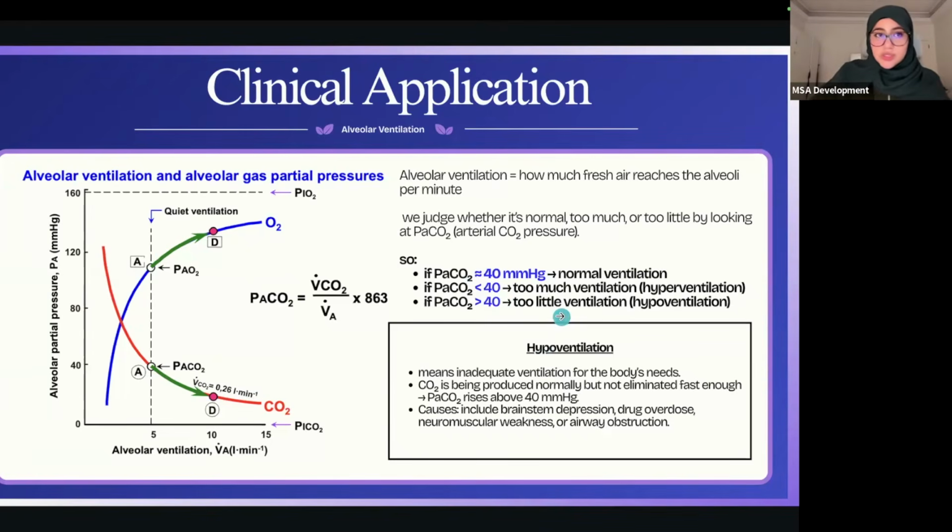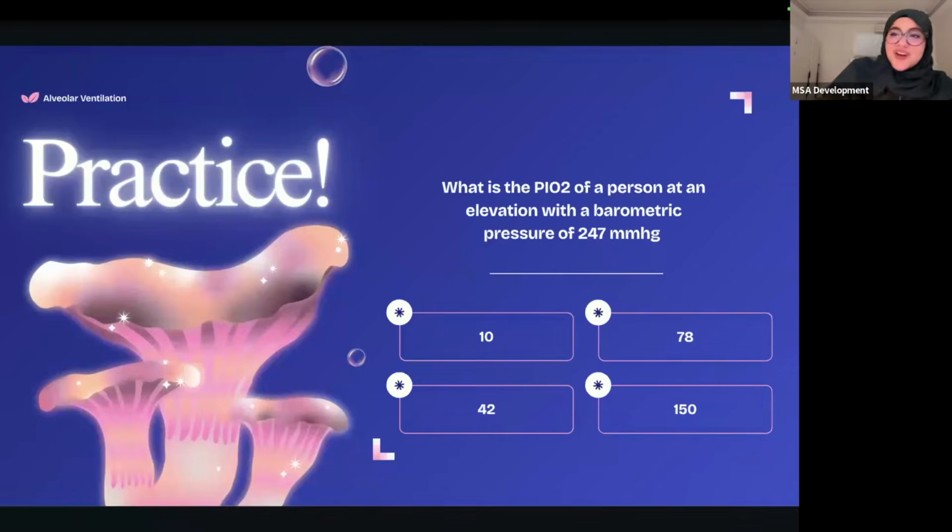And then there's hypoventilation, where I'm not breathing enough. What's happening is that CO2 is getting trapped inside of my lungs, and there's an accumulation of it, and so it rises above 40. These are so important. Okay, now we're done with alveolar ventilation, alhamdulillah. Now we're going to do a couple of practice questions and go to gas exchange.